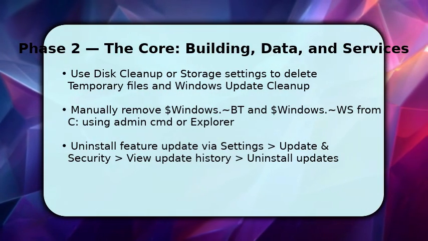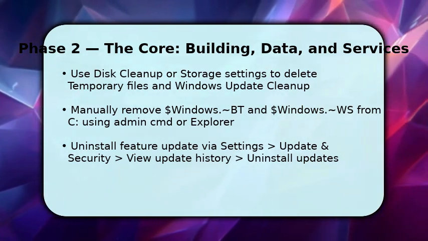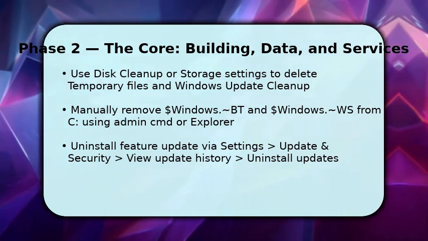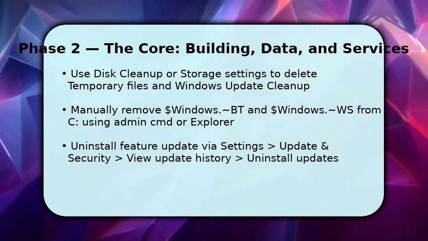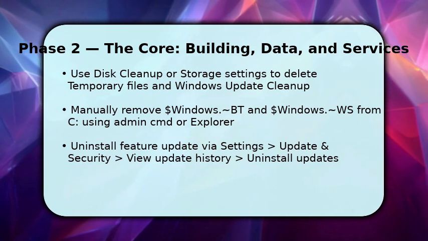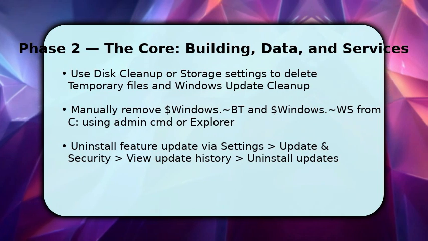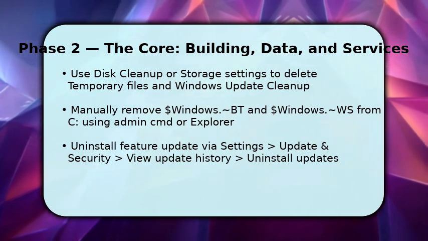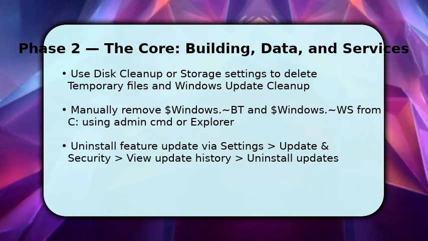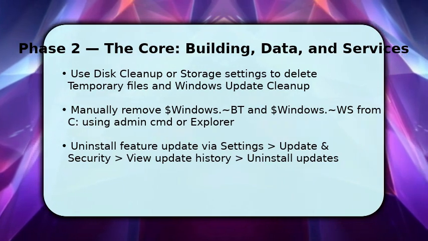Next, remove the upgrade payload itself. Use Disk Cleanup or Settings Storage to clean temporary files and run Windows Update Cleanup to remove installed update components. Then, with admin rights, delete $Windows.~BT and $Windows.~WS from C. These folders hold the upgrade installer. Remove them only after stopping the update service. Also check Settings, Update and Security, View Update History, and use Uninstall Updates to remove any feature update entries. Together, these steps free space.